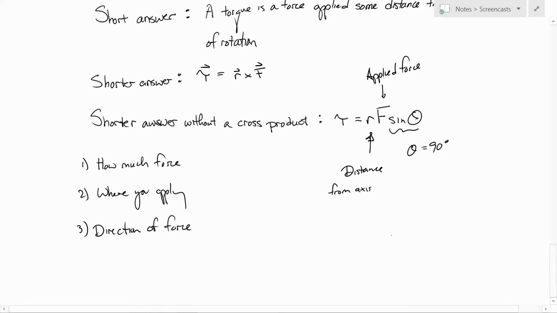So consider a door viewed from above. So here are the hinges here maybe. There we go. If I'm going to push the door at this area, this would be the optimal way to do it. Here is my displacement vector r, here is my force F, and there's a 90-degree angle between them.